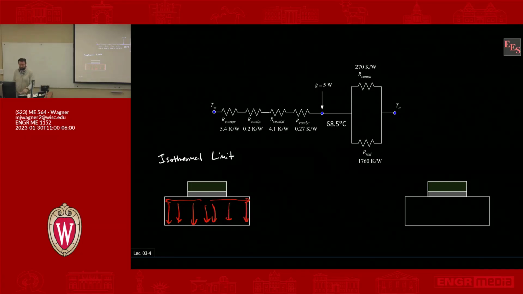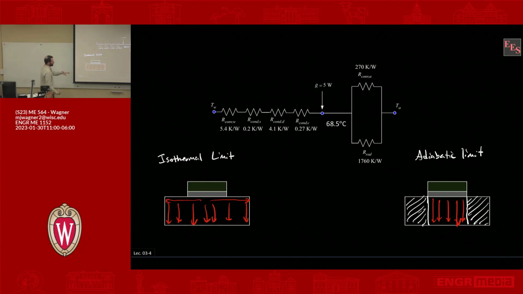The other limit is a case where heat does not spread at all. So you basically chop off the ends of this, and heat just flows straight down and never spreads out. This is called the adiabatic limit. Adiabatic is just saying, let's assume these surfaces over here don't participate at all.